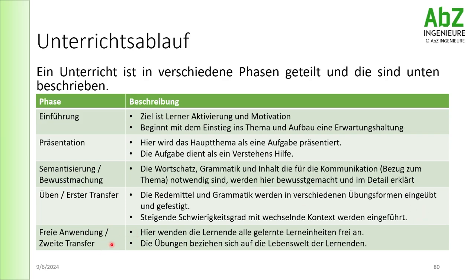Then you have Freianwendung or Zweite Transfer. This is where they have learnt now, they have done first practice, now they are going to do the second run, or they can even use it for Freisprechung. And this is again used to store whatever they have learned in the Langzeitgedächtnis. So these are all the main phases of Unterrichtsablauf, and try to accommodate the phases in the classroom.